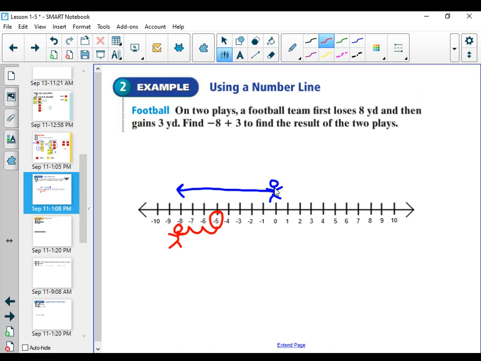They should probably try to find a bigger play for their third down in order to get past and get a first down. So if you didn't really like those cubes or pluses and minuses that you were using, definitely feel free to use a number line.